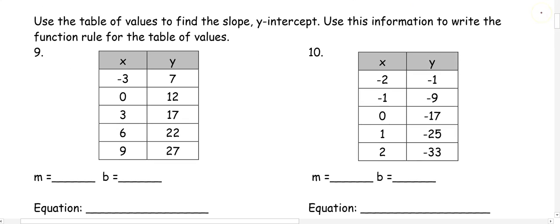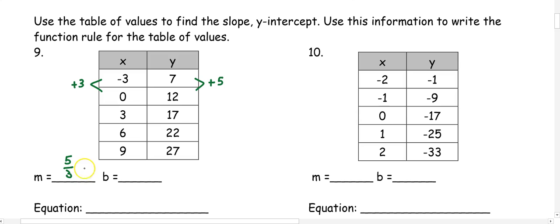Use the table of values to find the slope and the y-intercept. Use this information to write the function rule. I'm just going to look at any 2 points in the table, so in this case, let's look at the first two. To get from 7 to 12, I'm adding 5. To get from -3 to 0, I'm adding 3. Remember that your slope is the change in y over the change in x. So we have 5 over 3.